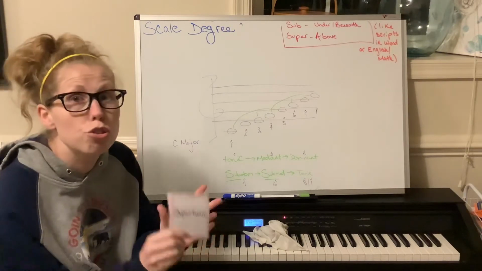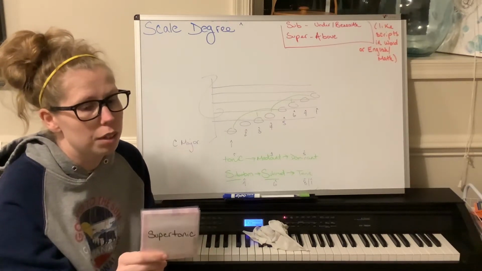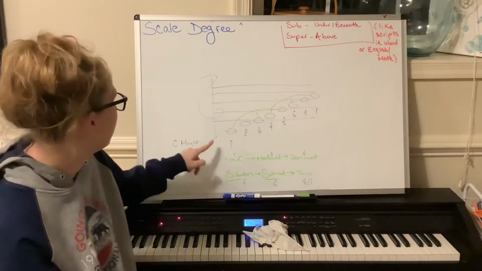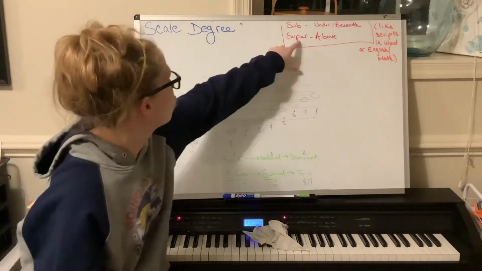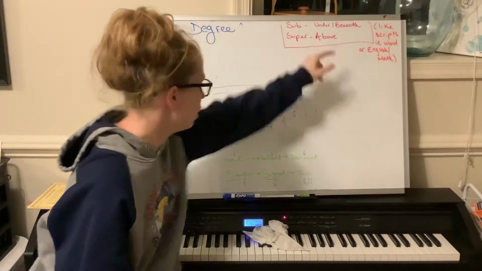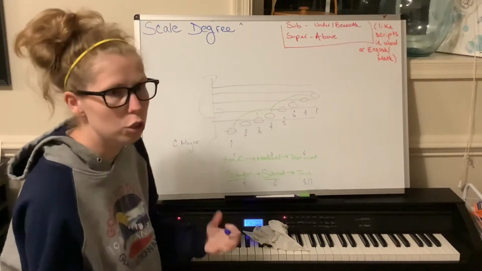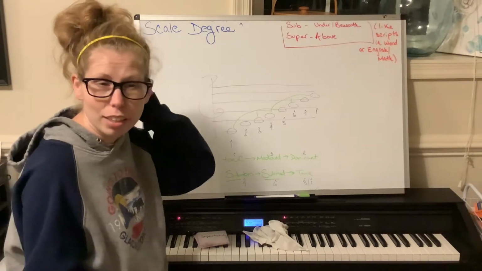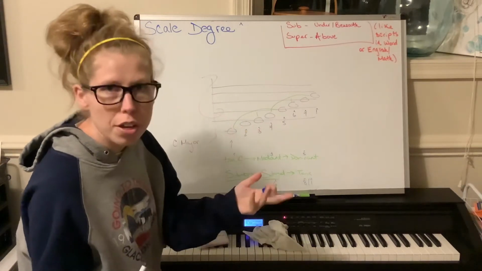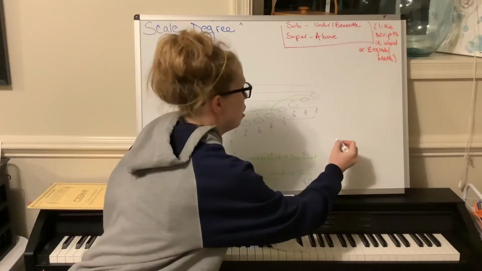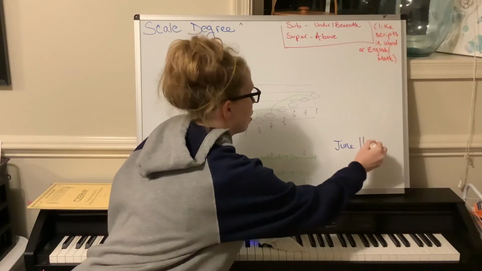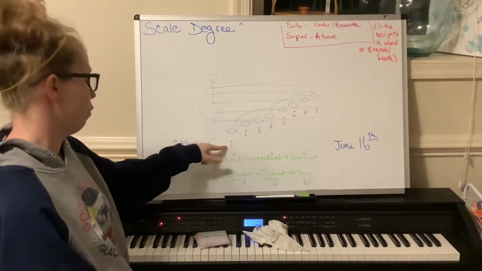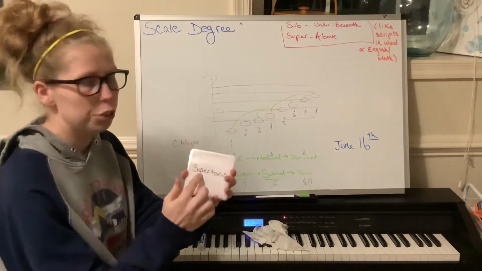Okay, the next is the supertonic. Now, it sounds a little silly, but supertonic is scale degree 2, which in the key of C major is going to be D. And super means above. Just like if you're talking about the date, like it's June 16th, that is a superscript. It means above. So the second is above the first. So it's a supertonic.